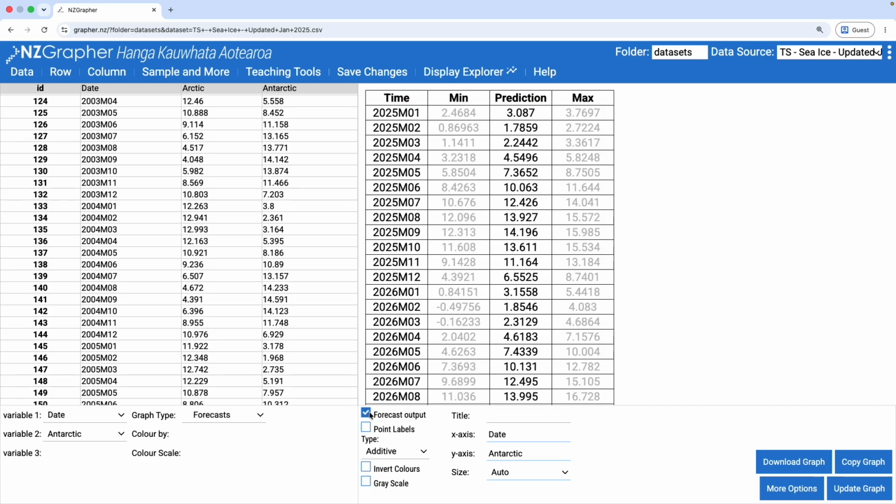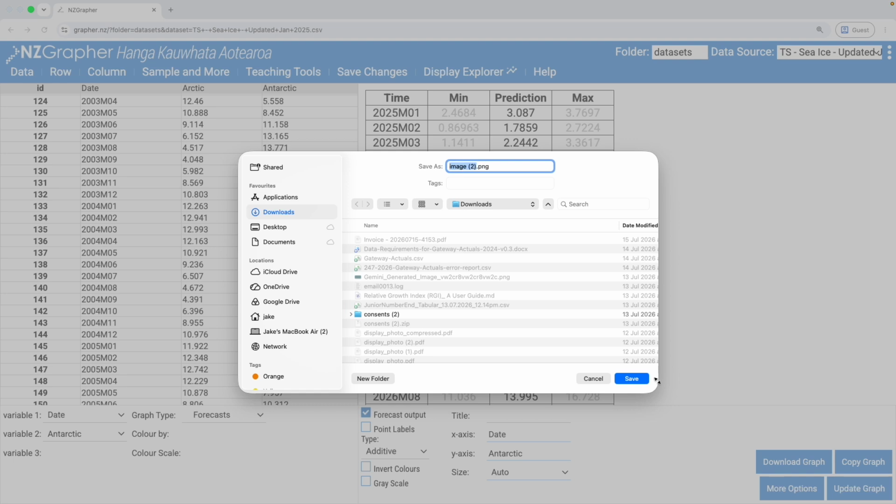The forecast output just gives it to you as a table, and I've recently made it so that you can download that table as well. I think that was a Michael suggestion. Is that a Michael suggestion? Yeah.